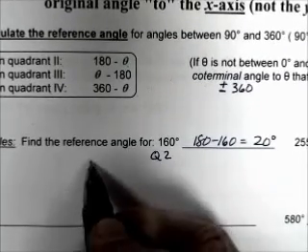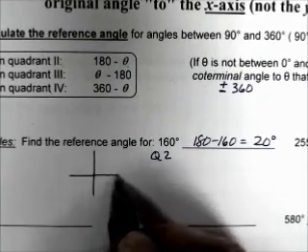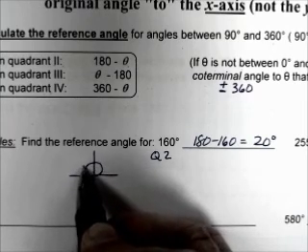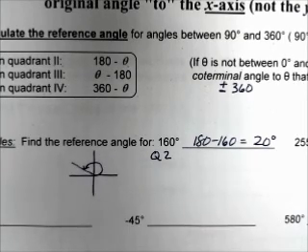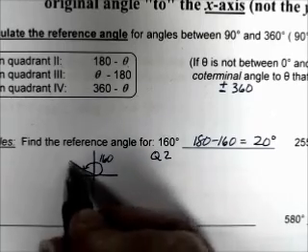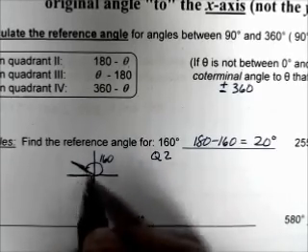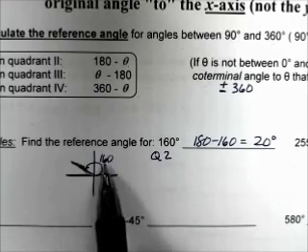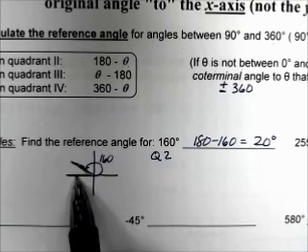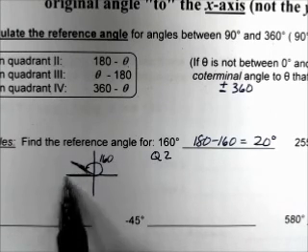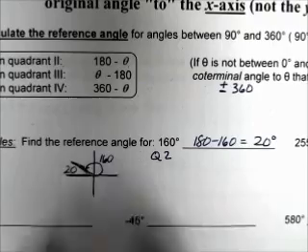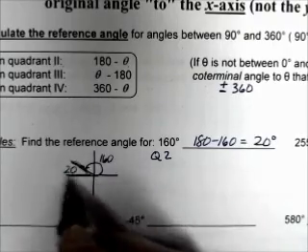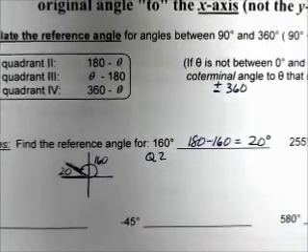Oftentimes I like to draw this. I like to see a picture of it. So if I draw a 160-degree angle, there we go. There's my 160. Now the reference angle is going to be with that terminal side and this part of my x-axis. And I can also say to myself, well, 160 plus how much more will bring me to the 180? Well, 160 plus 20 more. So there's my reference angle, 20 degrees.